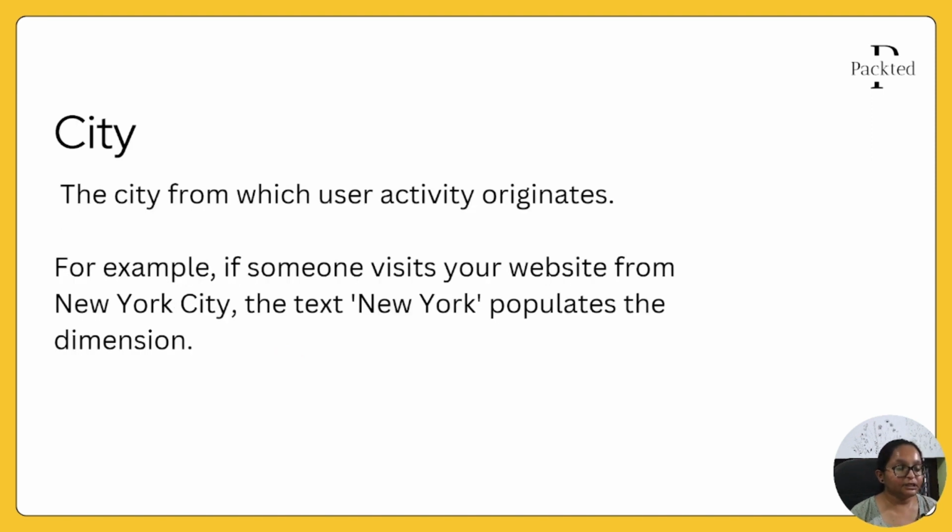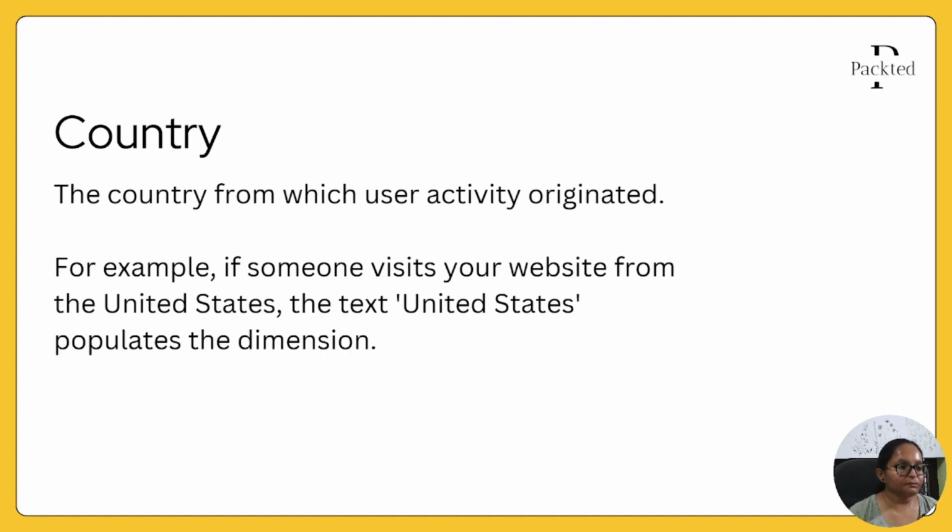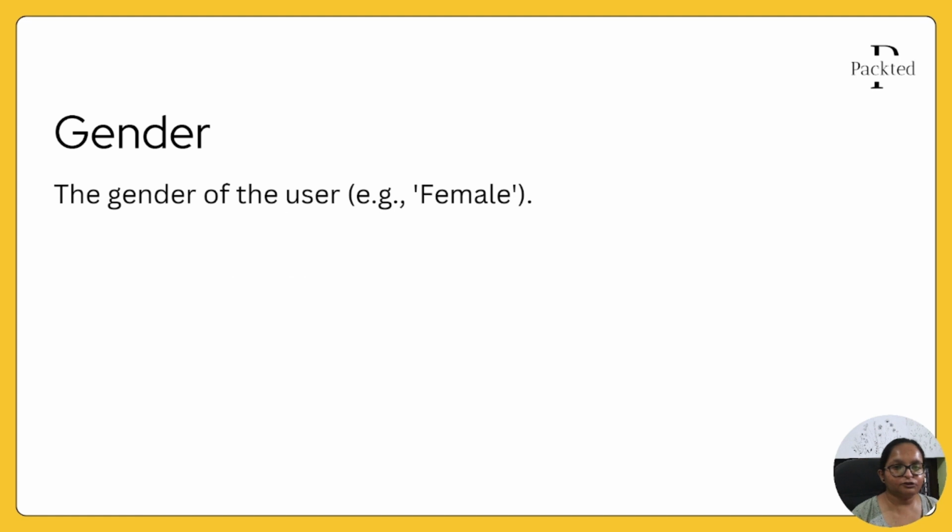Next is the city. So the city from where the user is coming from. So like if somebody is visiting from New York City, then New York will populate the dimension. Next is country. So the country from which the user is coming from. So for example, if somebody is visiting your website from United States, then the United States will appear in the dimension. So the next is the gender. So the gender of the person. So like if somebody is male or female.